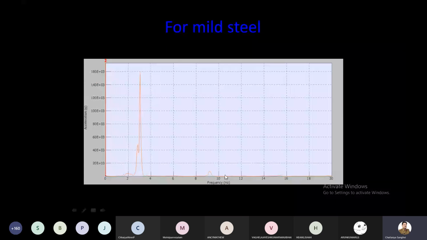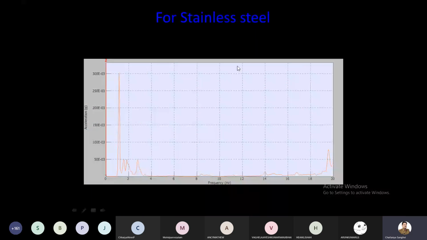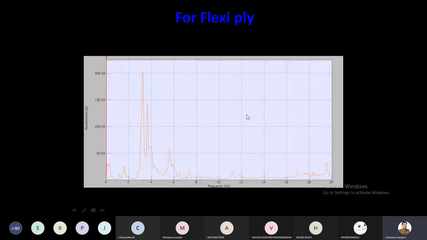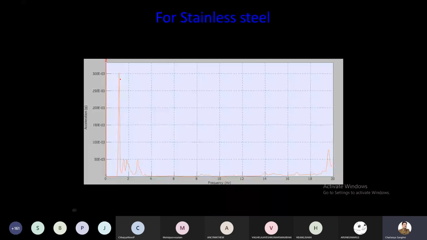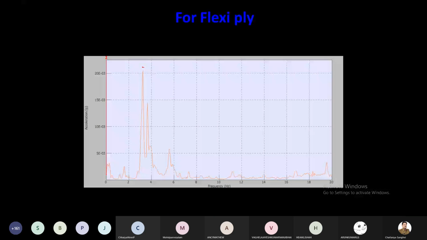If we prepare a graph of acceleration versus frequency, then what actually happens? When we draw the graph, you get one peak. This one peak is nothing but the natural frequency of the vibration. This is basically the frequency versus acceleration curve, and it tells you the frequency is around 3 hertz. This is for the stainless steel. It means this is the frequency of the stainless steel model. This is the frequency for the flexi ply.